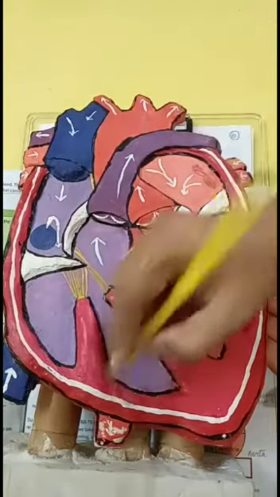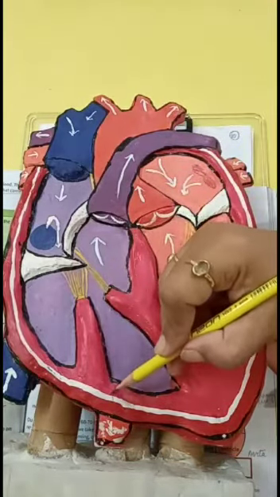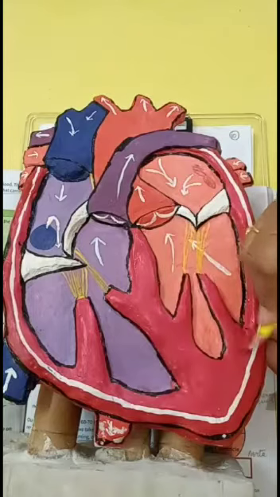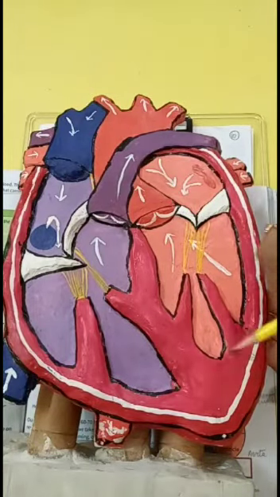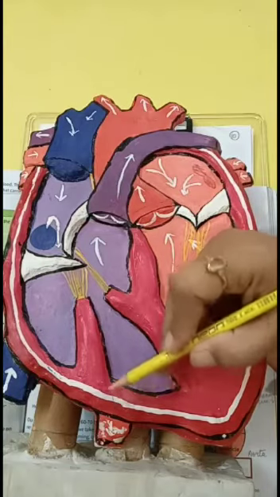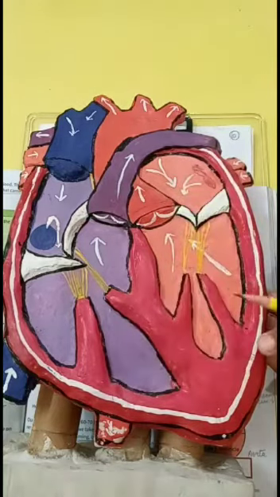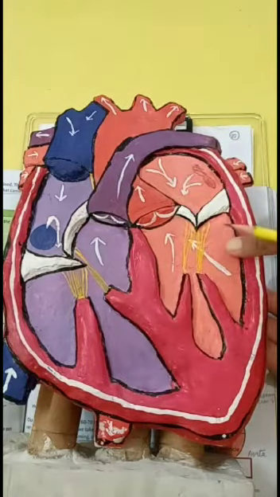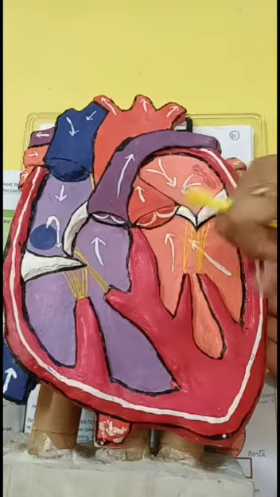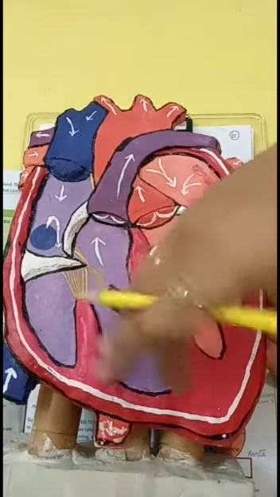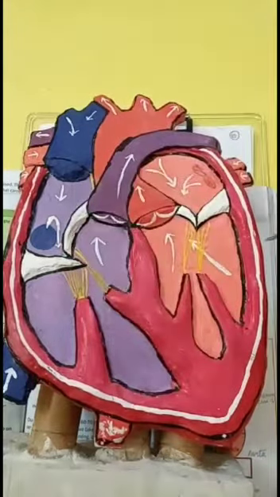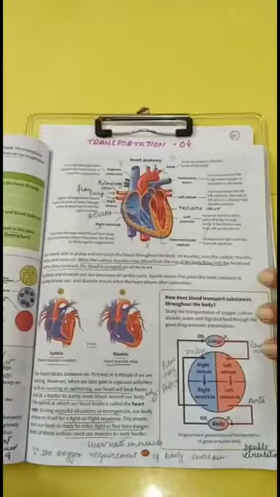One thing more, the walls of the right ventricle are thinner as compared to the walls of left ventricle, because from here the blood has to be pushed to lungs only, and from here the blood has to be pumped to the rest of the body. So this left ventricle has to apply more pressure, so it is more muscular as compared to the right ventricle.